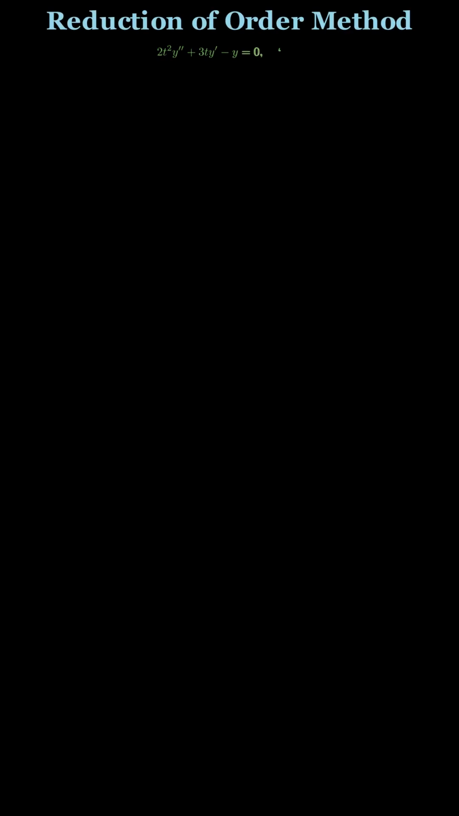Let's find a fundamental set of solutions for the differential equation 2t squared y double prime plus 3ty prime minus y equals 0. Given that y1 of t equals t to the negative 1 is a solution, we'll use the method of reduction of order. We'll look for a second linearly independent solution using reduction of order.